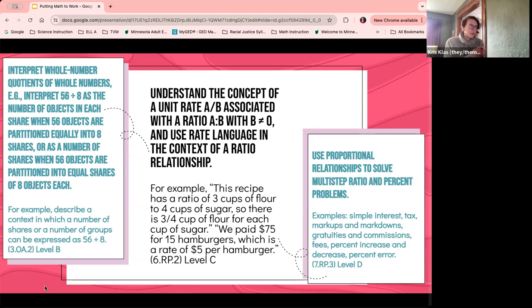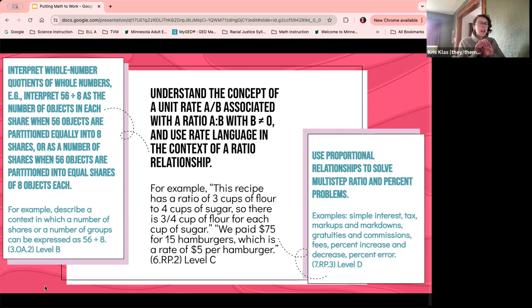Understanding the concept of a unit rate, A divided by B, associated with a ratio, A to B, where B is not 0. And I loved it because the CCRS actually has this example in the book. We paid $75 for 15 hamburgers, which is a rate of $5 per hamburger. Great, yes, that's exactly what we're trying to do here when we're figuring out our cost of goods. And that is in level C, that standard, and it's 6.RP.2. That 6 means it's a grade 6 standard, and the RP is for ratios and proportions.